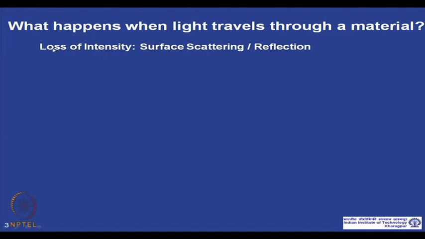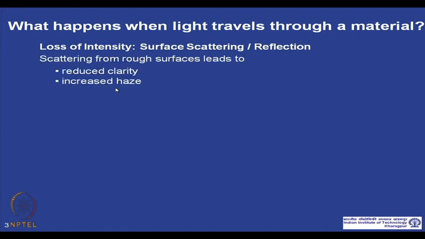So, basically when light travels through a plastic or polymer material, the first thing that happens is surface scattering or reflection, and because of that there will be loss of intensity of the light passing through the material. Scattering from a rough surface also leads to a reduction in the clarity of the material and of course an increase in the haze. We will define clarity and haze in a minute. So, because of surface scattering and reflection, your transmission comes down.